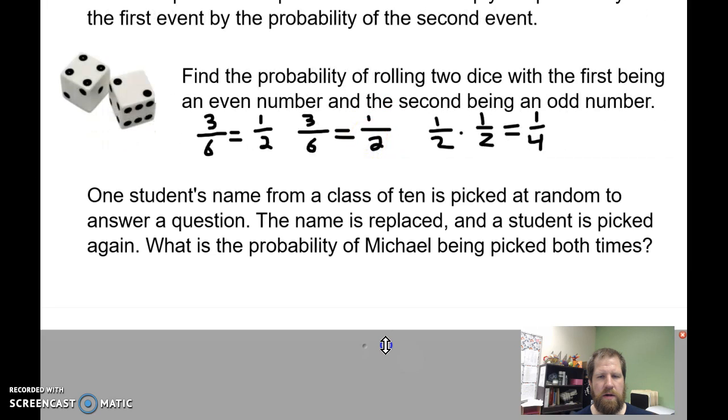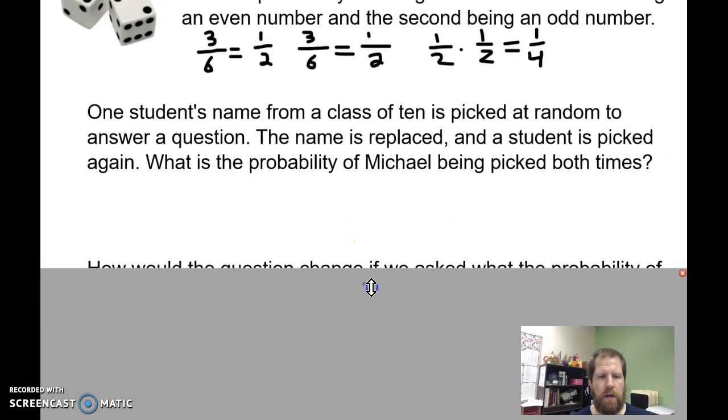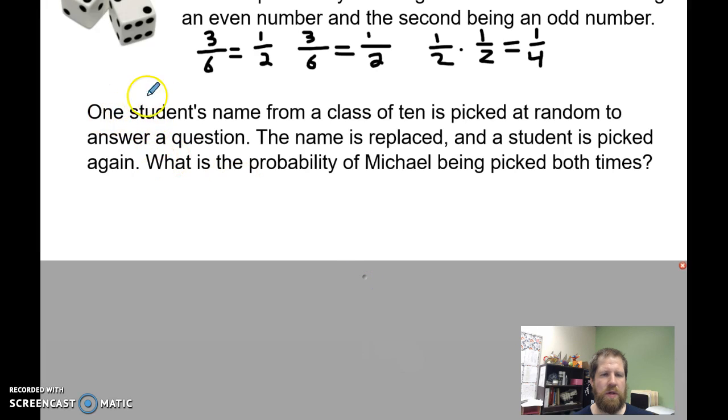All right, let's look at another example. Here we have one student's name from a class of 10 picked at random to answer a question. So a class of 10 is picked at random, so already we know we've got 10. That's going to be our sample size.